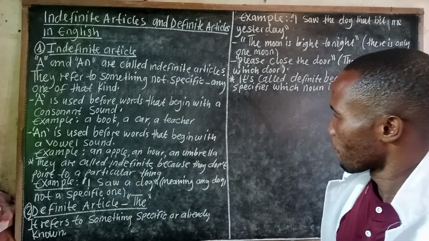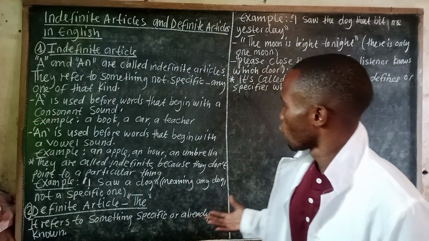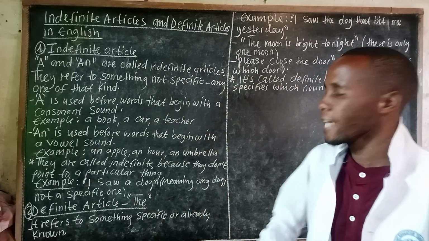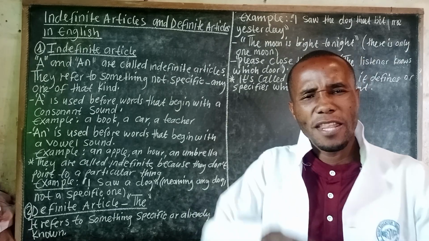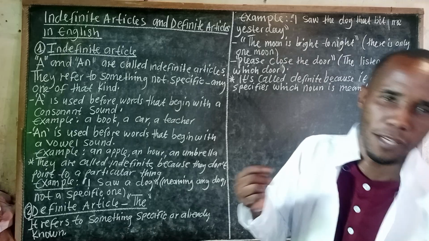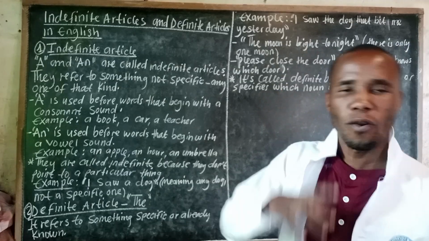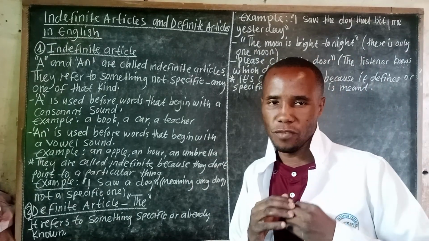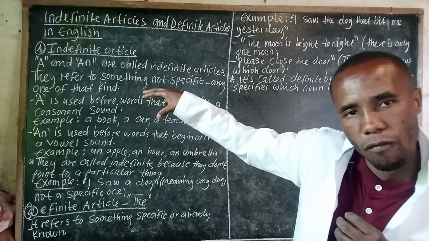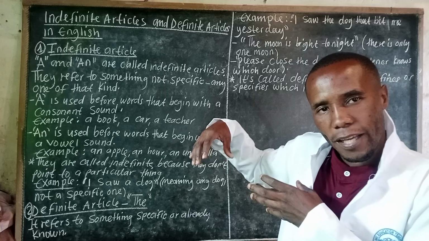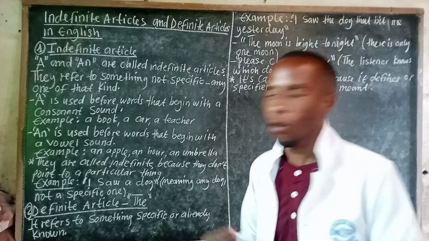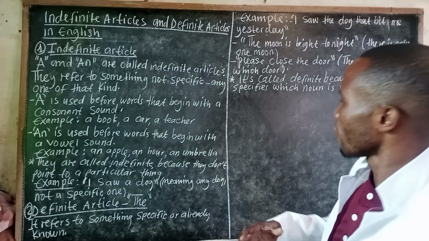Indefinite. Okay. So an example of what I have just talked about on this point: I saw a dog. So there are a lot of dogs. That one is general. We don't know which type of dog I saw. So there I should say a dog. The reason why I'm using a is because of the first rule: dog begins with a consonant sound. So I have to use a dog.